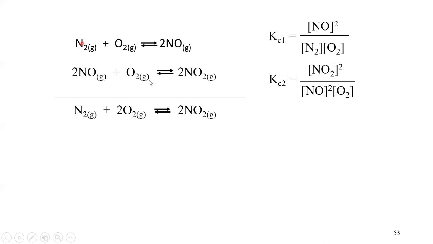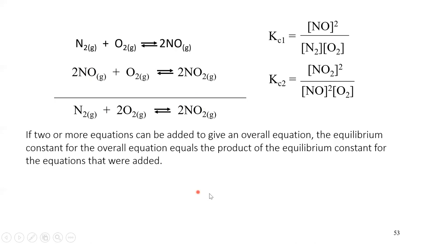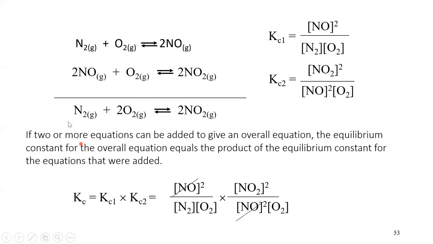Now, we've talked about Hess's law, where we can add these two reactions together and it gives us the overall reaction. Well, the 2NO is here and here, that cancels out. And we get N2 plus 2O2 yields 2NO2. Well, if we know what K1 is and we know what K2 is, we can calculate what K is for this overall reaction. So if two or more equations can be added to give an overall reaction, the equilibrium constant for the overall reaction equals the product of the equilibrium expressions for the two reactions we're adding together. So in other words, K for this overall reaction would equal K1 times K2.